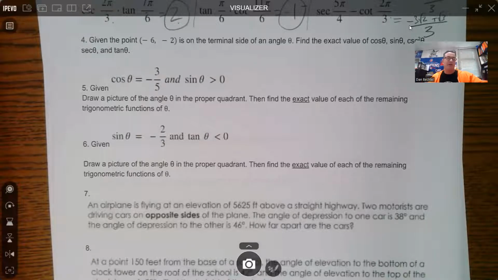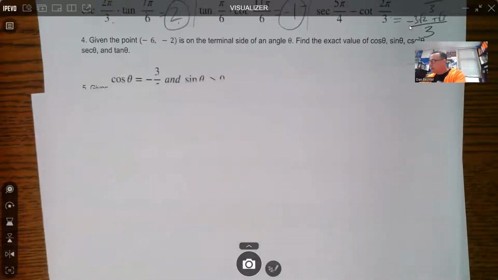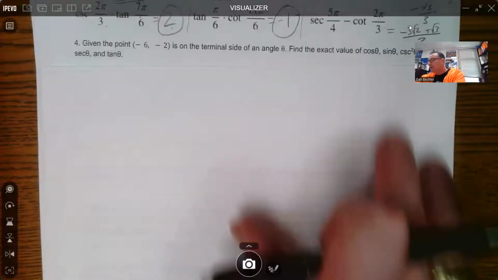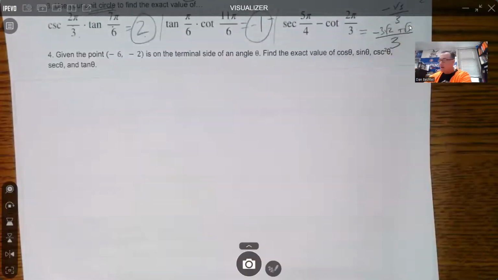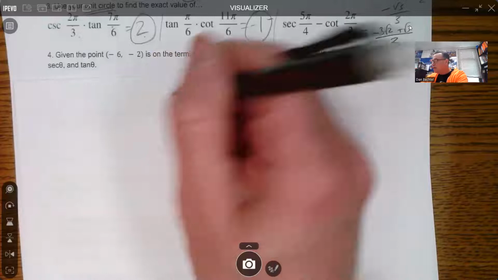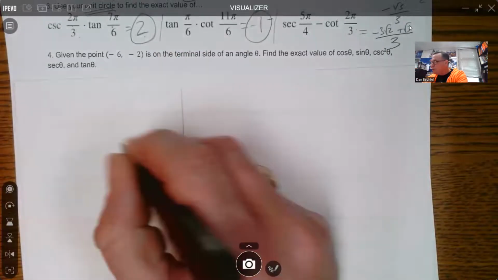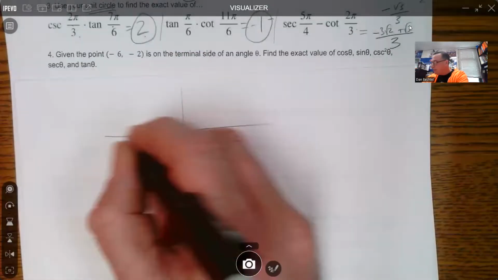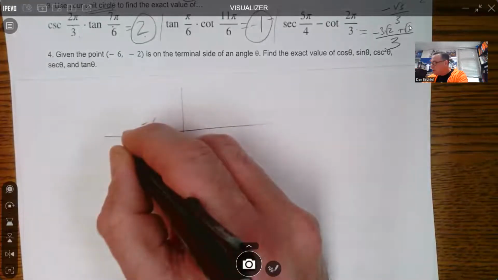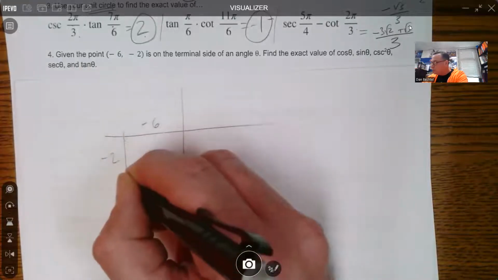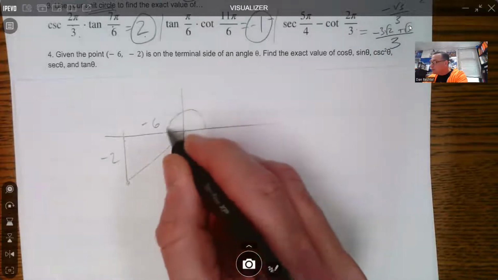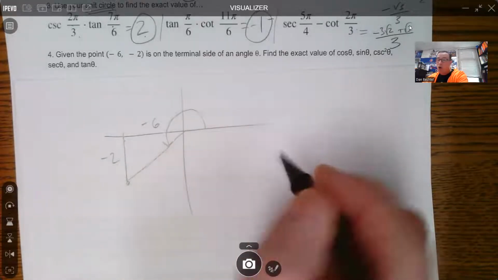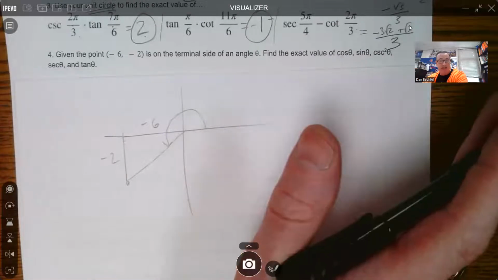So what we want to do for something like this is that when they give you a value, they say, here's the point. It's on the terminal side of the angle. Let's figure out what we're going to do. First thing you want to do is graph that. So -6, -2. That is in our third quadrant. So we'll go -6, -2. That puts us right there. Now, that is the terminal side of the angle. So we're looking at an angle right here, which is great and important for us to think about.